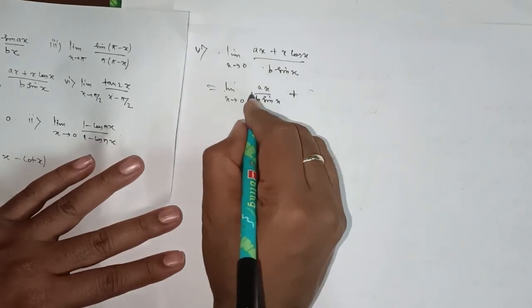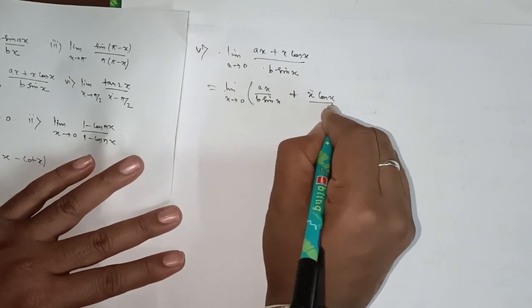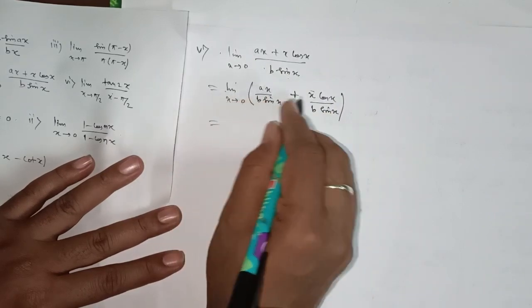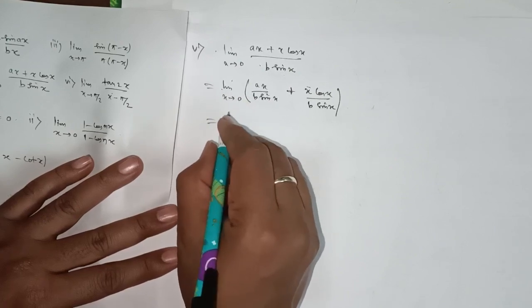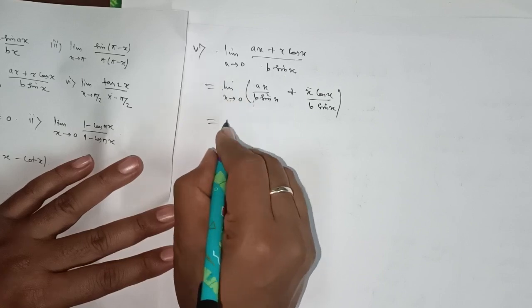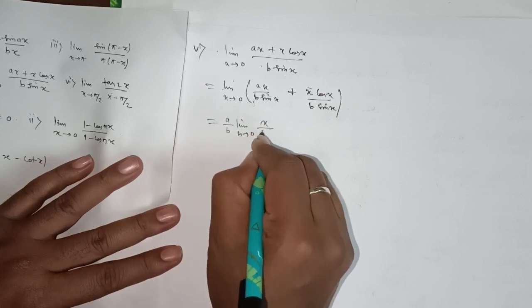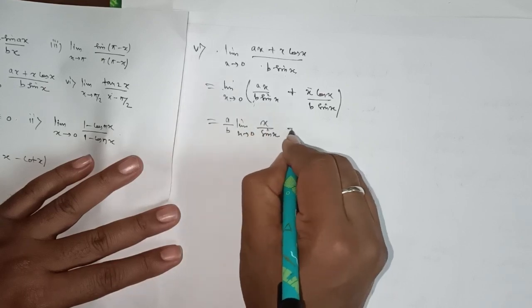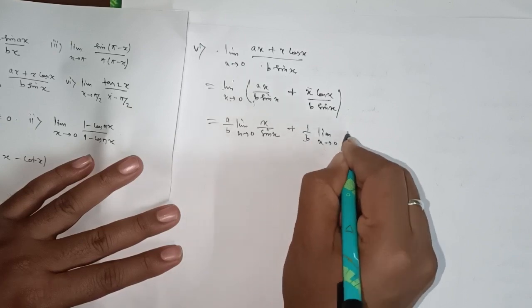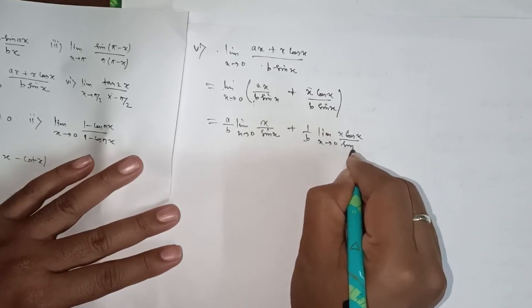plus, addition rule will apply. Okay, first let it break: x cos x by b sin x. Now you apply the addition rule, plus the constant rule also. So a by b is constant here, it will be outside. a by b limit x tends to 0 x by sin x, this one we have, plus 1 by b will be outside, limit x tends to 0 cos x, and this x by sin x.